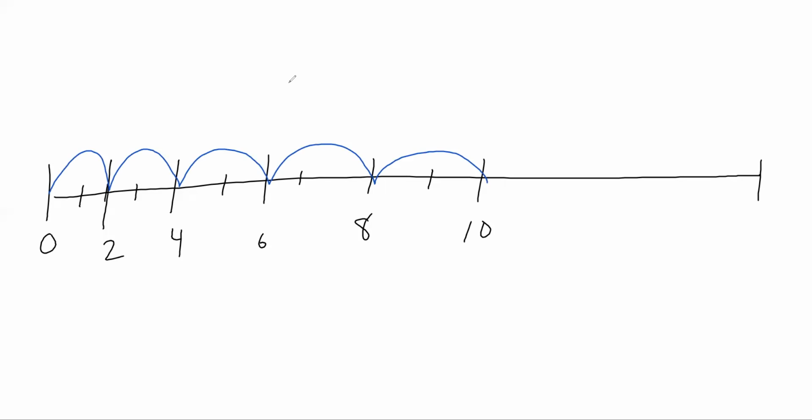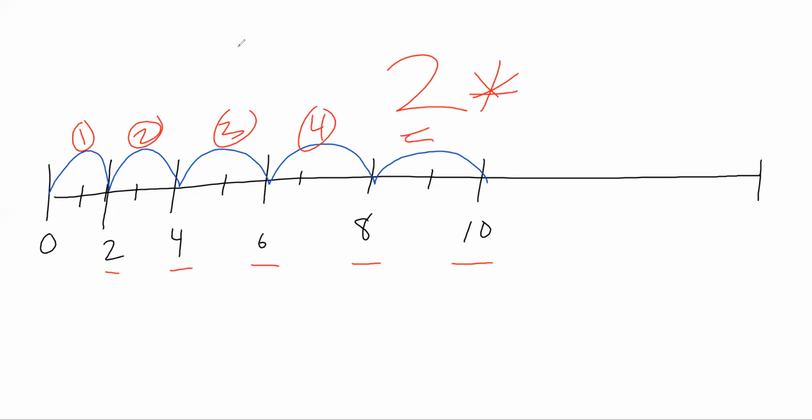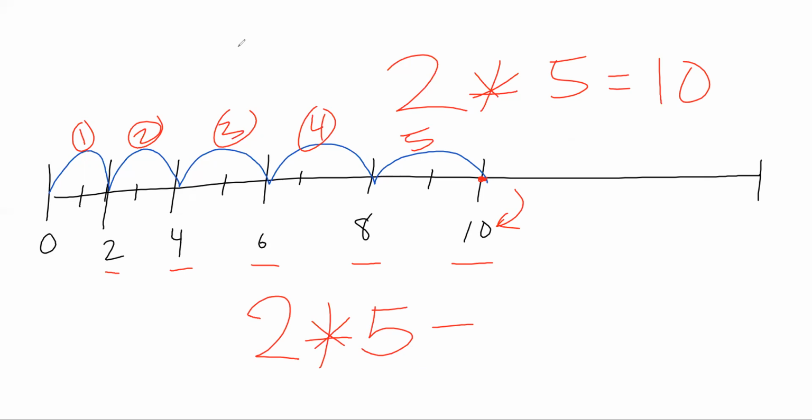So then the question would be, all right, I'm looking at this number line. What is my equation? Now, the first thing I'm going to look for is like those increments, right? What am I skip counting by? It looks like I'm skip counting by 2. And then we look at the number of jumps. How many times did we jump? So 2 times 1, 2, 3, 4, 5. And if we look at where it finally ended, it's 10. So this number line represents the number sentence of 2 times 5 is equal to 10.